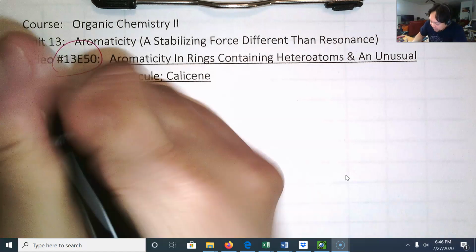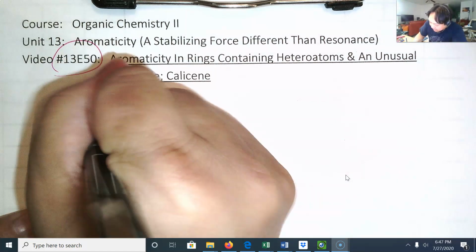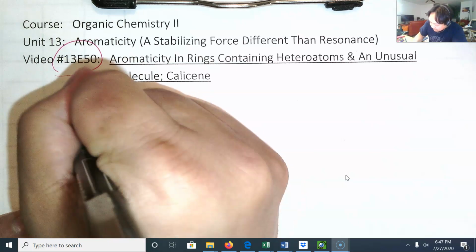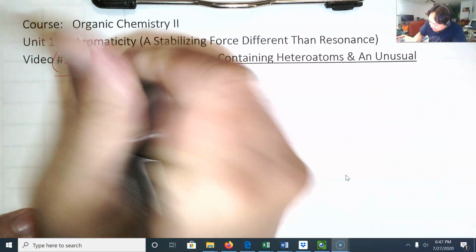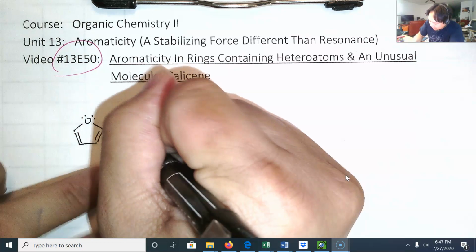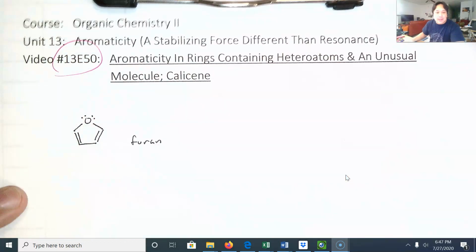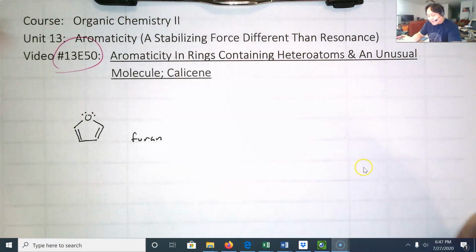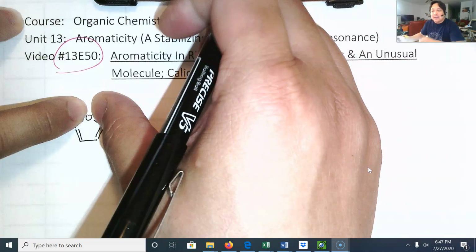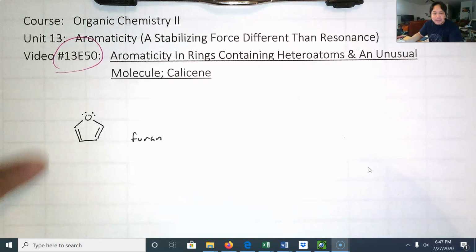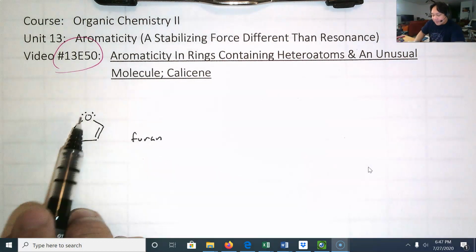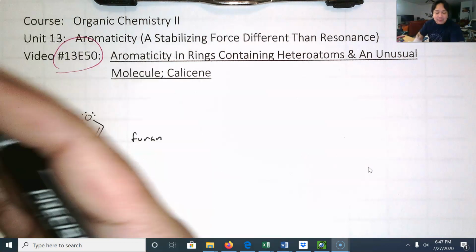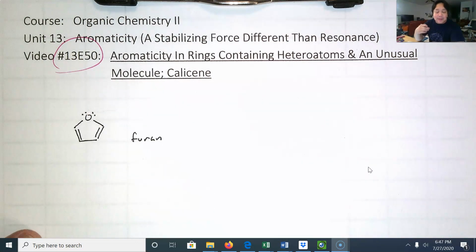But what about our first molecule that has a heteroatom within the ring? That's going to be called furan, F-U-R-A-N. If your professor doesn't draw the lone pairs, it is your responsibility to draw the lone pairs, because what's so important about aromaticity is for us to be able to count the pi electrons. And in the previous video, we saw that even a lone pair could be considered a pi electron if it is located in a p orbital.